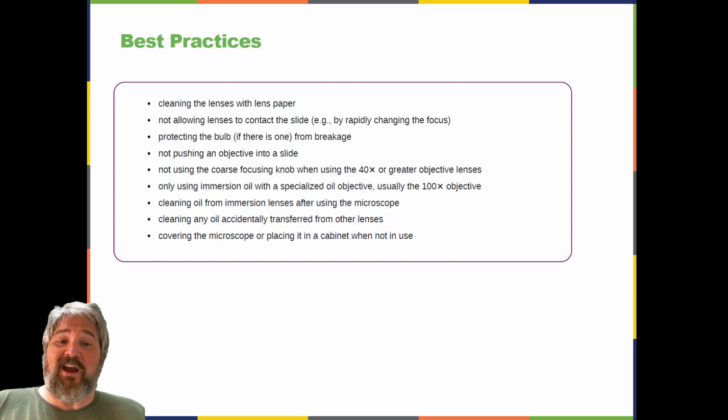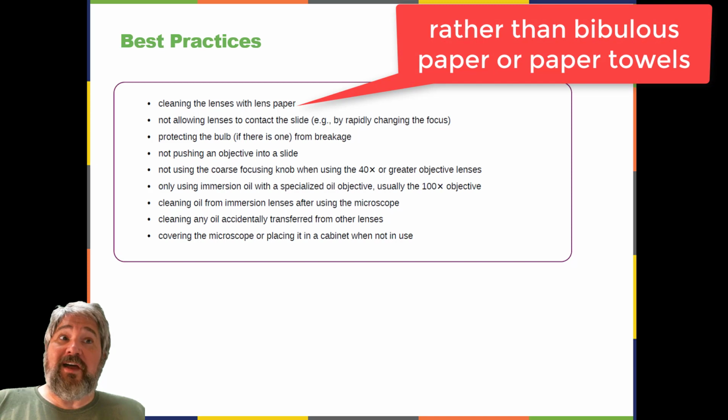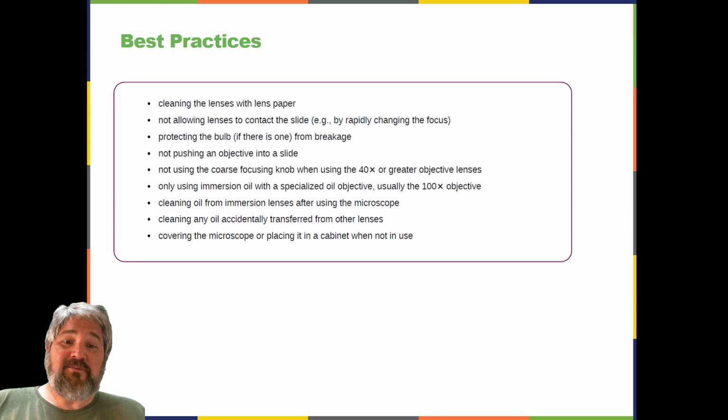Among other things, proper care of a microscope includes the following: cleaning the lenses with lens paper, not allowing lenses to contact the slide by rapidly changing the focus, protecting the bulb, if there is one, from breakage. One aspect of protecting the bulb is to start at the lowest illumination level possible and then increasing the light level as you need, and then returning it back to 1 or 0, depending on the model, when you are done viewing. Not pushing an objective into a slide.